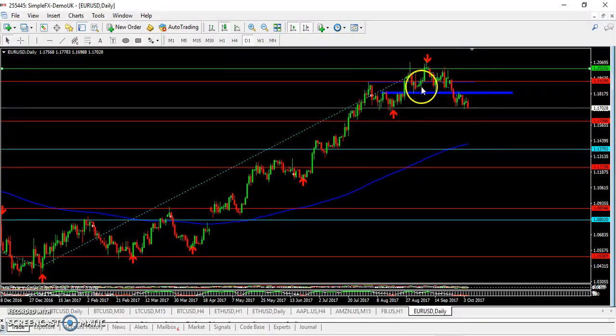But in this case, it didn't come back. It just consolidated, made more of a flag here. And then it just kept going. Sometimes it's not always going to come back.